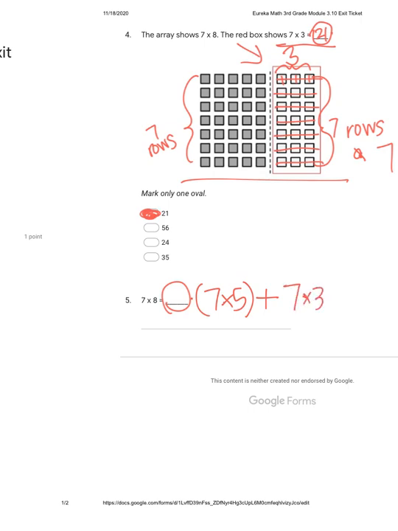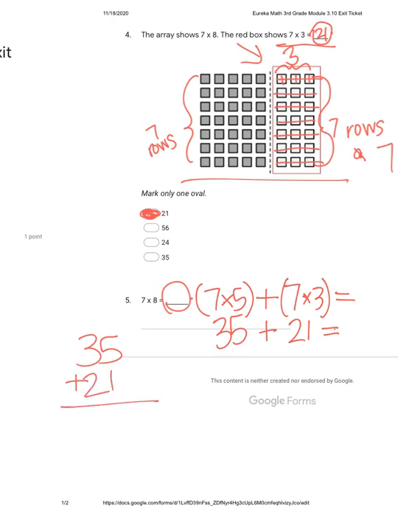So when we worked out the first problem, 7 times 5 was 35. And we know that 7 times 3 is 21. So 35 plus 21. Let's line up our 1's places and our 10's places. Let's do the 1's place first. 5 plus 1 is 6. 3 plus 2 is 5. So 7 times 8 equals 56.